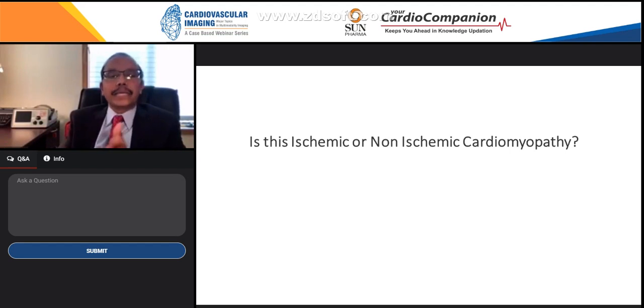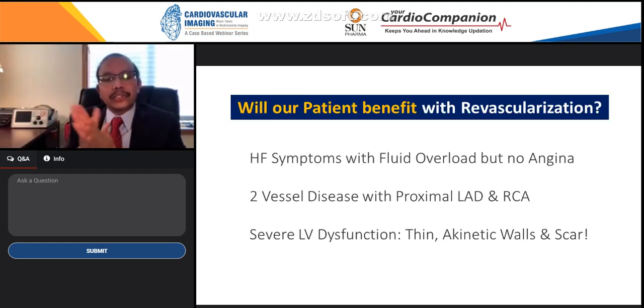Okay. So here is what we have. We had found on the angiogram 2-vessel disease, proximal LAD and RCA, severe LV dysfunction, thin akinetic walls with scarring. And so the question is, will our patient benefit with revascularization? Among the panel, how many of you think, with all the data that you have read and know about, there is still a role for viability? Yes or no? Nat?